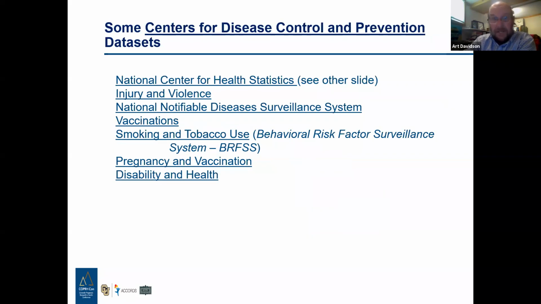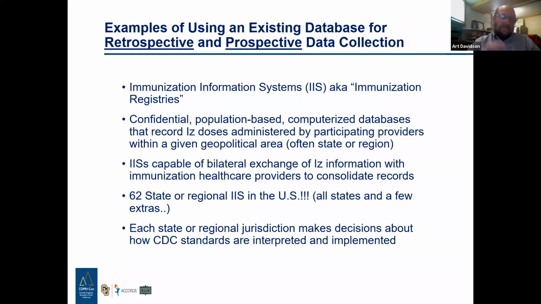And lastly, from CDC, you can see here many things from the National Center for Health Statistics on the other slide: injury and violence, diseases, vaccinations, some of what Ali may speak about, smoking, tobacco use, pregnancy, and disability and health. So given that rapid introduction, now we're going to use a little bit of Ali's expertise and lived experience in the information and immunization systems and share with you a real world example.